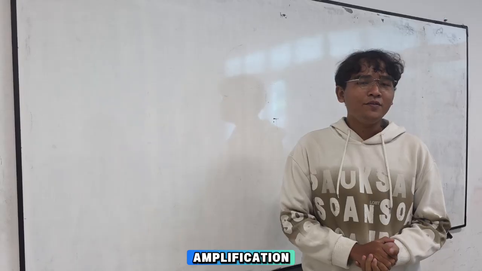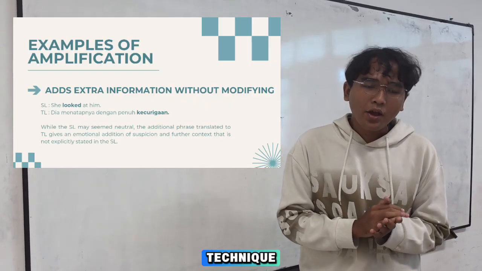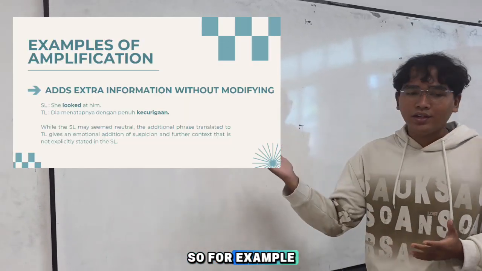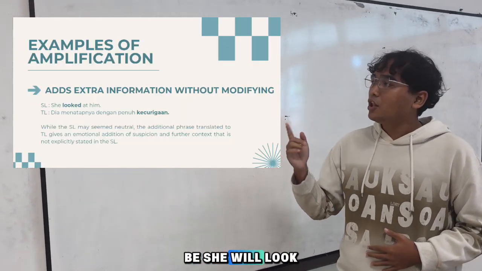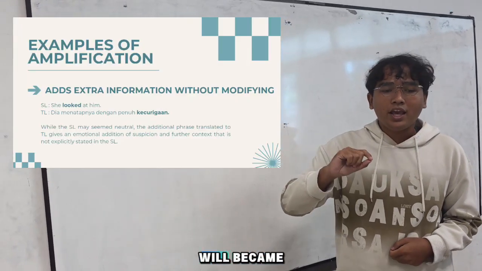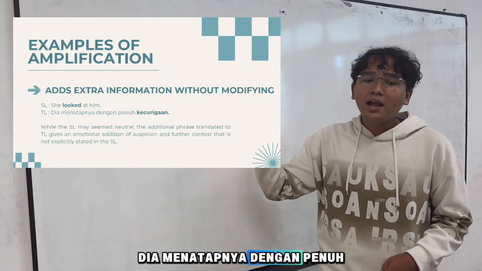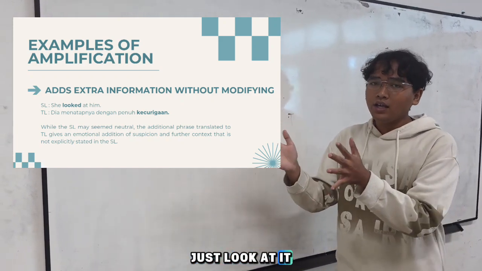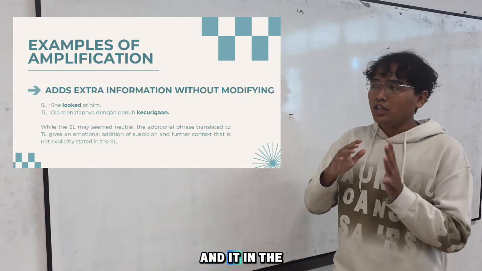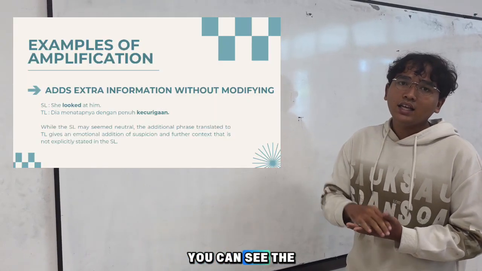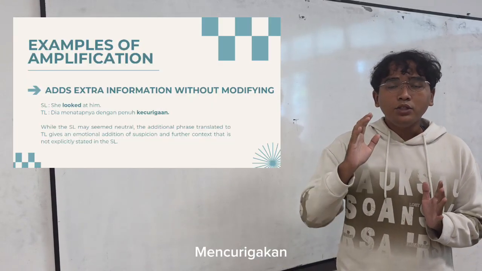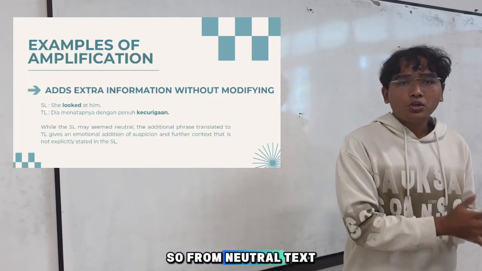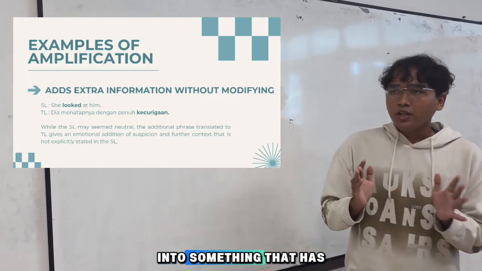Okay, next we have amplification. Amplification is a technique where you add some extra information without modifying the meaning. For example, the source language would be "she will look at him", and the target language will become "dia menatapnya dengan penuh kecurigaan". So as you can see, it's very different. The first one is just look at him, very neutral, and in the second one, in the target language, the translator added "mencurigakan", so it's suspicious. It's adding new information, turning a neutral text into something that has context in it.